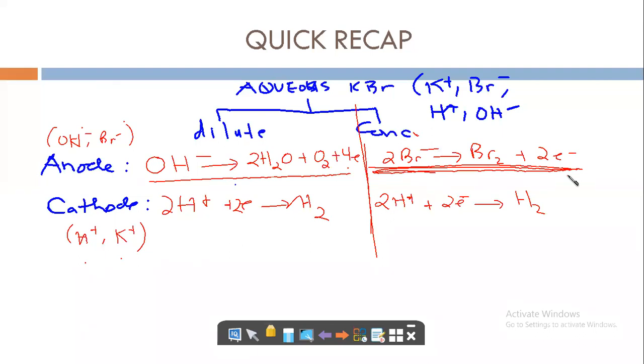Any more questions? So what topic are we under? We are still on aqueous, but differentiating between dilute and concentrated.